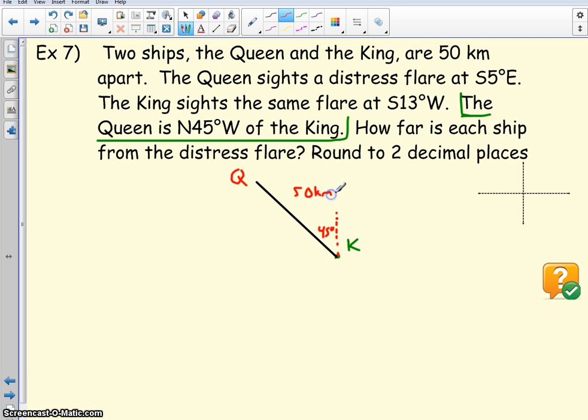And with that, it actually makes it a little bit easier to set up the rest, because now the queen sees a distress flare at south 5 degrees east. So somewhere to the southeast of the queen, it sees a distress flare. The king sees the same flare at south 13 degrees west. So the king sees a flare at southwest, the queen sees it at southeast. The only way that can happen is if the flare is somewhere located down here. Okay, so I'm going to draw the flare somewhere down here.